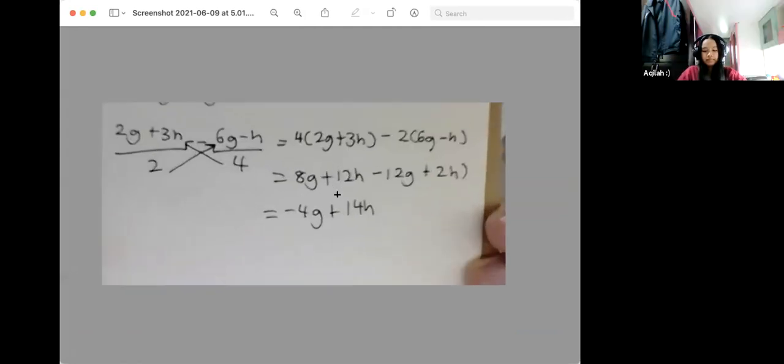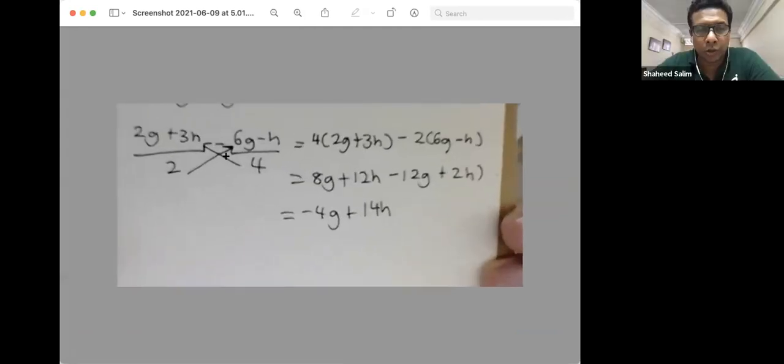Yeah. So well done. You remember the crisscross method. Well done. The seesaw method. But you remember it a little bit wrongly. Okay, so what do I mean? This seesaw method can only be used when there's an equal sign. There's no equal sign here.